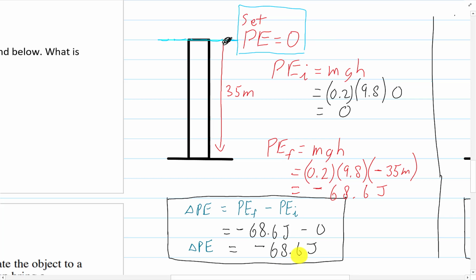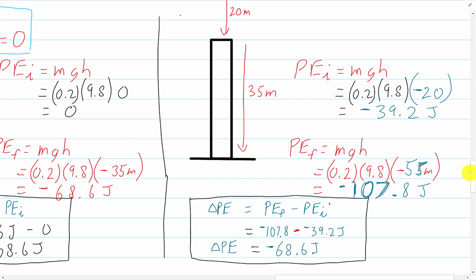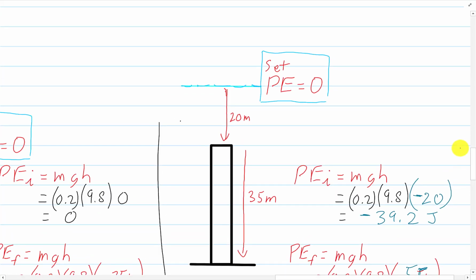But here's an eye-opener. Maybe, maybe not. What happens if I set the 0 point to be 20 meters above the building? Who put it up there? Oh, well, let's work from up there. That's where potential energy is 0, I'm saying. So this is going down 20 meters to the top of the building where it began. So we use negative 20 as the height, and we get negative 39.2 joules is its initial potential energy.